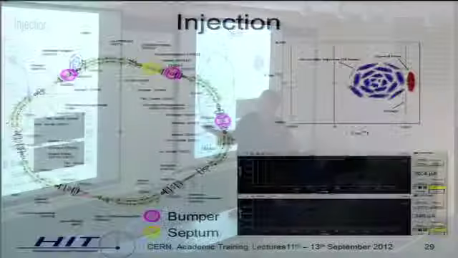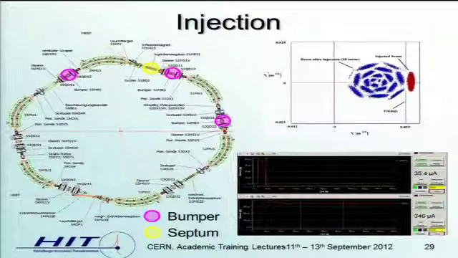And at the end, this is what comes into the machine. It's a partly filled phase space, and here you can see the injected beam, and this is divided by the septum, by the electrostatic septum.